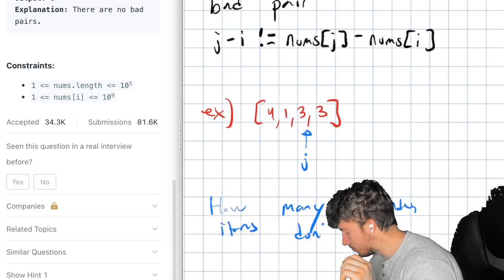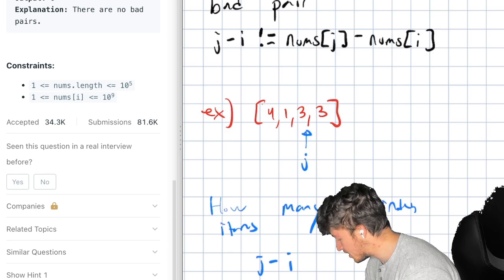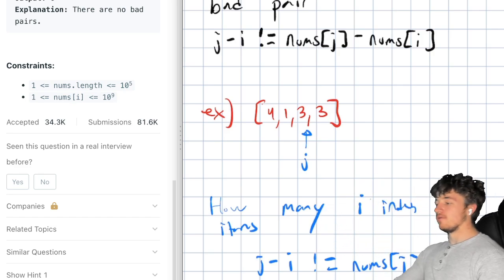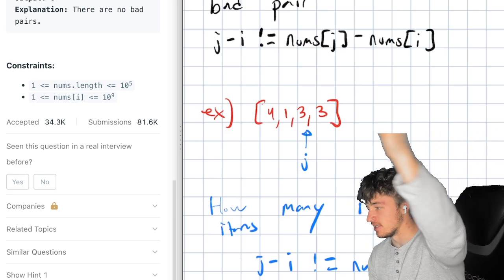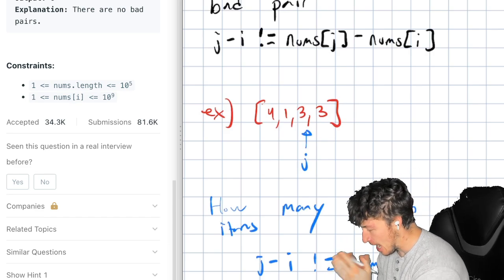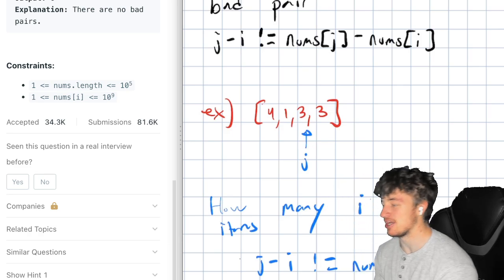don't, it's so hard with all these negatives. How many i items in this pair have it such that j minus i not equal nums of j minus nums of i? Right, so what I'm basically saying here is, you can't really see the whole thing, but you know the formula, right? It's up here. But the idea is like, I look at a j item, and I say, okay, how many people before me meet this condition so I can add, right? That's how you would do it linearly.